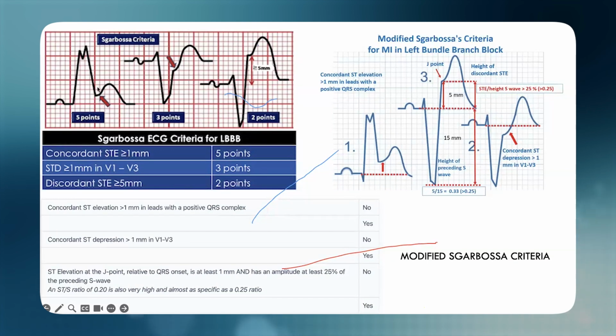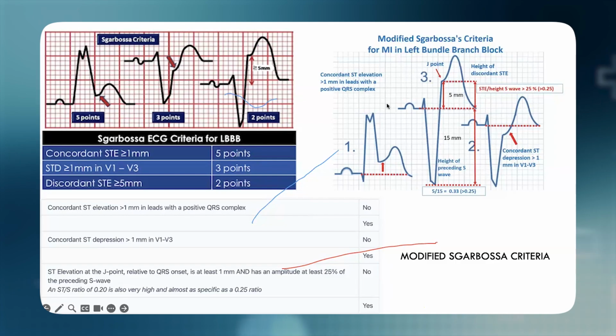Concordant ST elevation of more than 1 millimeter: 5 points maximum. ST depression of more than 1 millimeter in V1 to V3: 3 points. And discordant ST elevation, discordant meaning the QRS vector is mostly negative, but opposite the QRS vector there is elevation of more than 5 millimeter: 2 points. In classical Sgarbossa, if the total is 3 or more, then there is high likelihood of MI, STEMI.